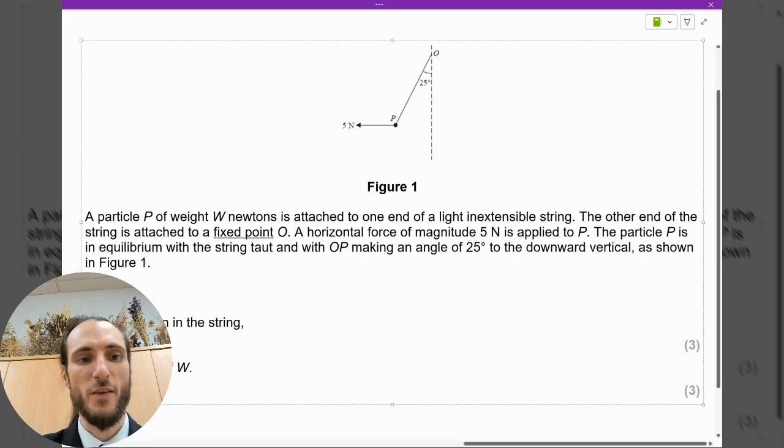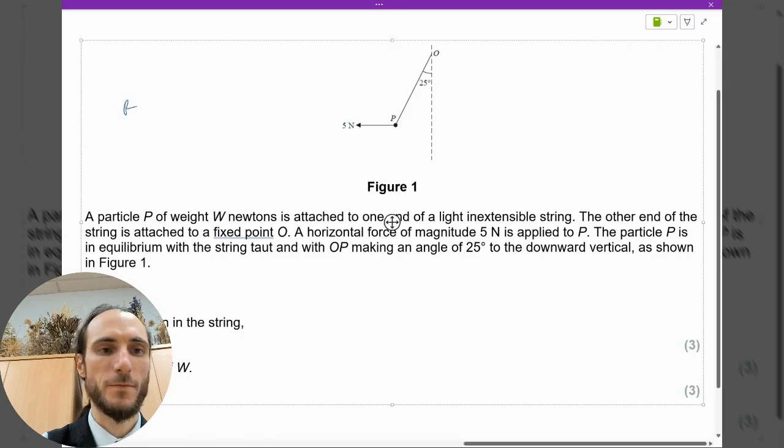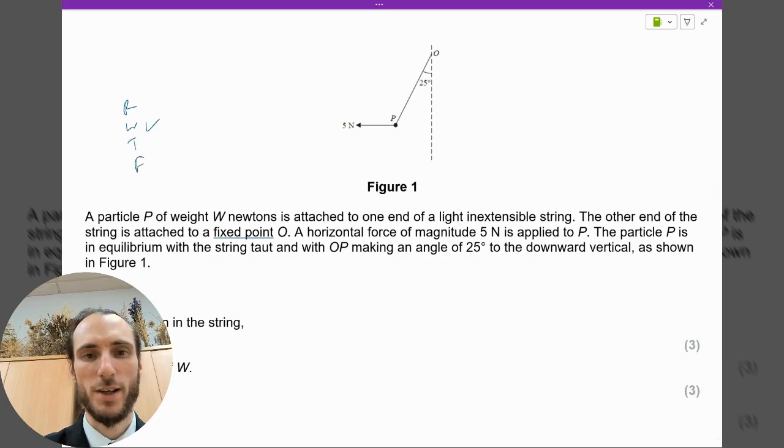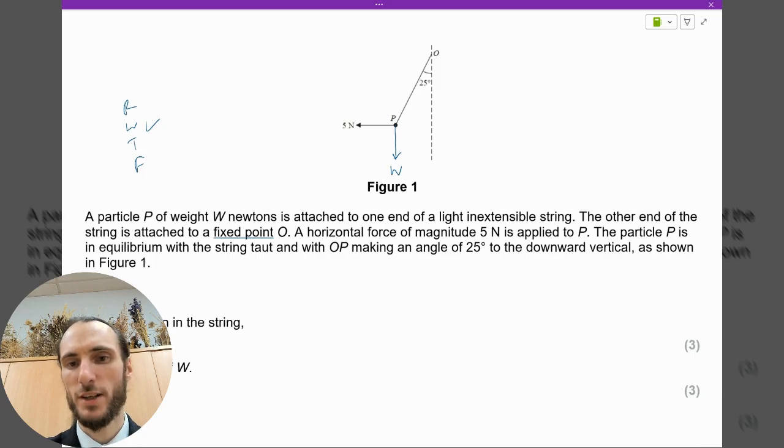A particle P of weight W newtons. Let's get that W in there. So this particle P is going to weigh straight down. Is attached to one end of a light elastic string. Yeah, I can see it. The other end is attached to a fixed point O. Yeah, so PO here is the string.